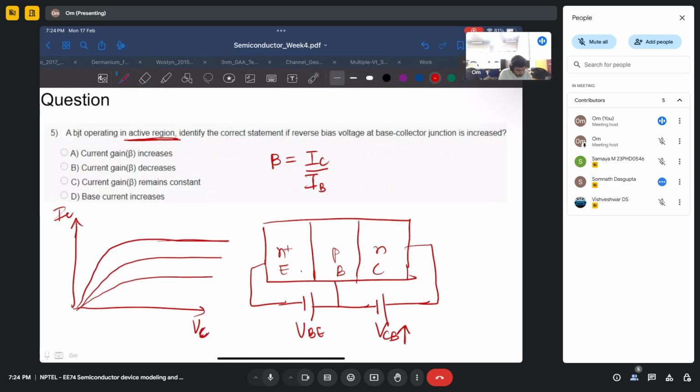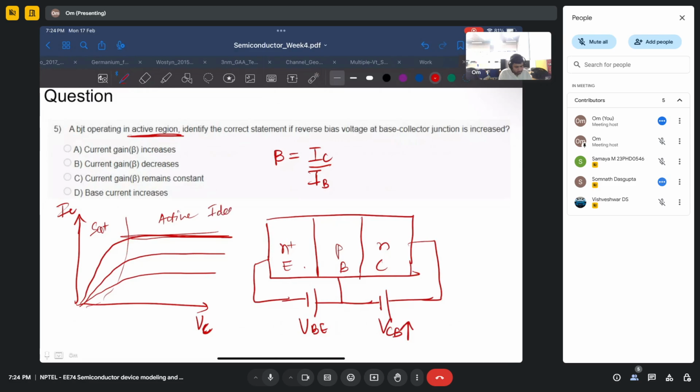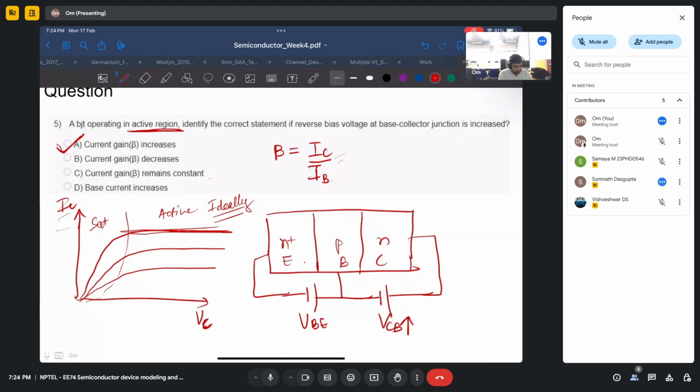So in the output characteristics, let's say this is saturation, this is the active region. In the active region, when you are increasing VCB, IC does not increase ideally. So beta remains constant, na? Yeah, beta can remain constant, or if we talk about a non-ideal device, then beta will increase. But how it will increase, the reason you gave is not correct actually. Definitely IC will increase, then only beta will increase.